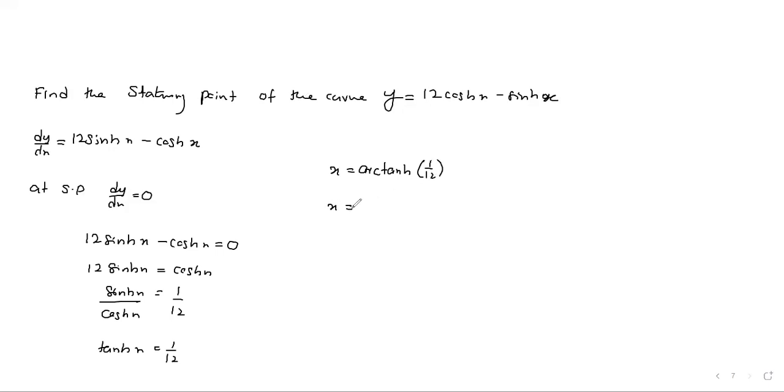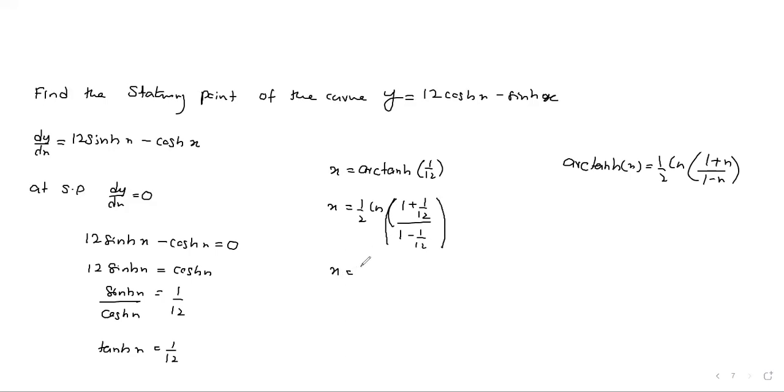From our previous chapter, we already learned what the inverse functions for this are. So you can write arc tanh x. What was the formula? That is half ln of (1 plus x) over (1 minus x). That was the formula, right? So this turns out to be 1 over 2 ln of (1 plus 1 over 12) divided by (1 minus 1 over 12). Then it turns out x equals half ln 13 divided by 11 is the final answer for this.